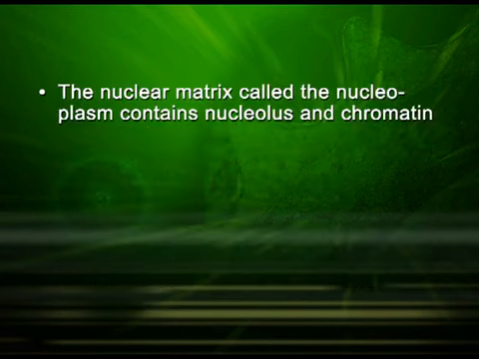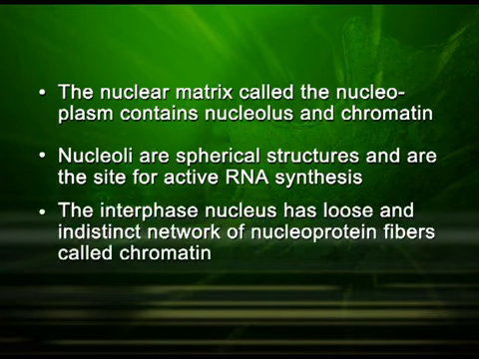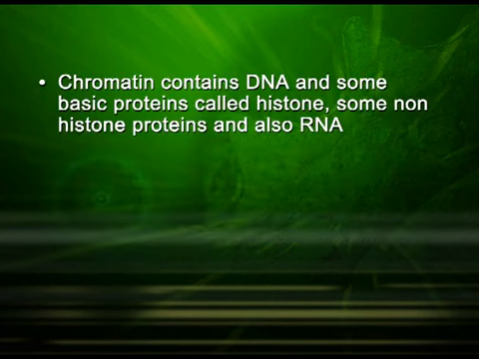The nuclear matrix, called the nucleoplasm, contains nucleolus and chromatin. The nucleoli are spherical structures and are the site for active ribosomal RNA synthesis, also known as rRNA. The interphase nucleus has loose and indistinct network of nucleoprotein fibers called chromatin. Chromatin contains DNA and some basic proteins called histones, some non-histone proteins and also RNA.